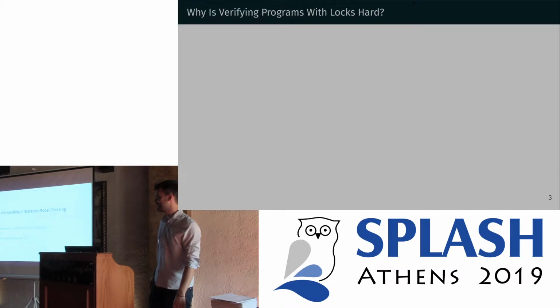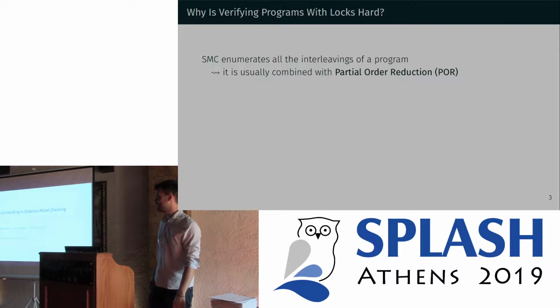And of course, this leads to the question, why is this the case? Why is it harder, for example, to verify a program with a fine-grained locking scheme than a program with a coarse-grained locking scheme? To answer this question, I have to take a step back and explain how stateless model checking works a bit. So stateless model checking basically enumerates all the interleavings of a program. And because the number of interleavings grows very quickly, we usually combine it with partial order reduction. What partial order reduction tries to do is avoid exploring some of these interleavings if an equivalent one, up to some commutation of events, has already been explored or will be explored in the future.